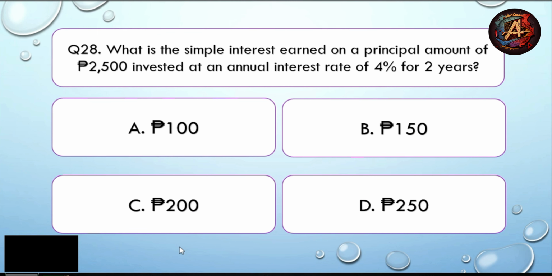What is the simple interest earned on the principal amount of 2,500 pesos invested at an annual interest rate of 4% for 2 years? Is it A, 100 pesos, B, 150 pesos, C, 200 pesos, or letter D, 250 pesos? I'll give you 5 seconds.